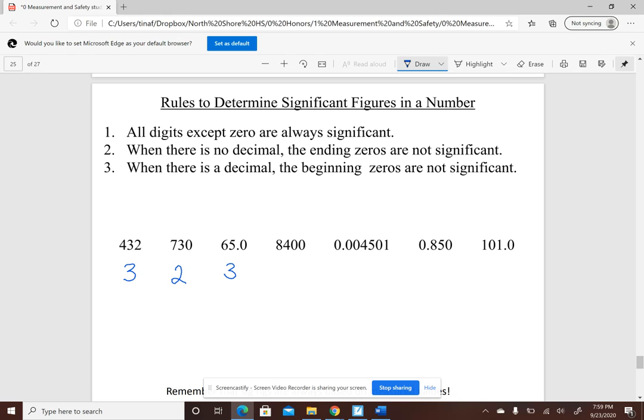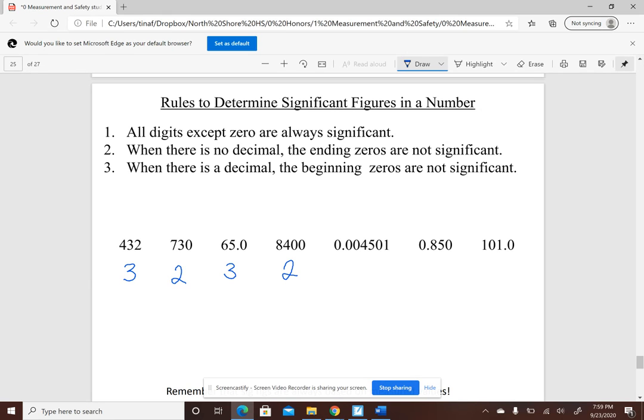Okay, so now that you've answered that, hopefully you answered that there are 2. So if I look at this number, it has no decimal, so the ending zeros are not significant. Those 2 zeros at the end do not count. They're placeholders. So the tool that we used to get this measurement wasn't accurate enough to put a decimal place at the end.